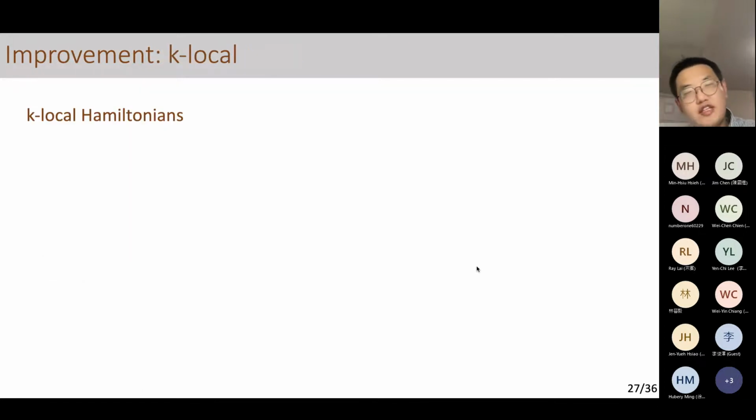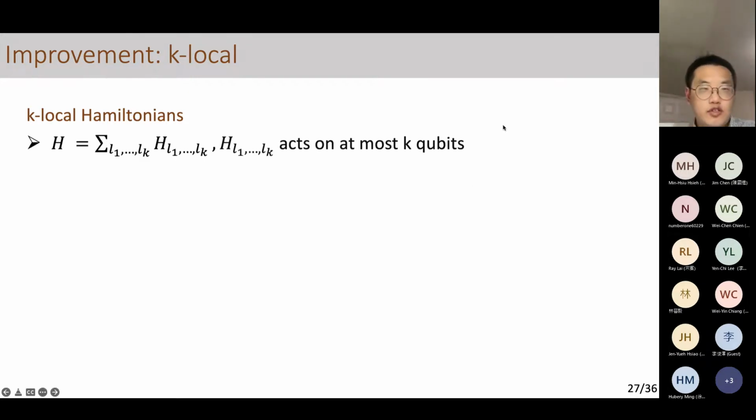Okay, we also consider different kinds of other Hamiltonians. In the previous results, we just showed the Heisenberg model, the lattice Hamiltonian. We could make our result more general, like the k-local Hamiltonians. It means a lot of terms, where each term acts on at most k qubits.